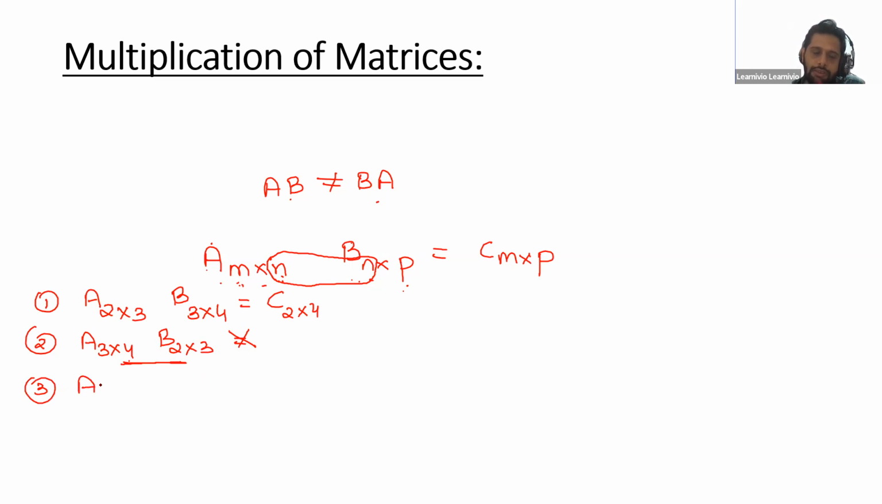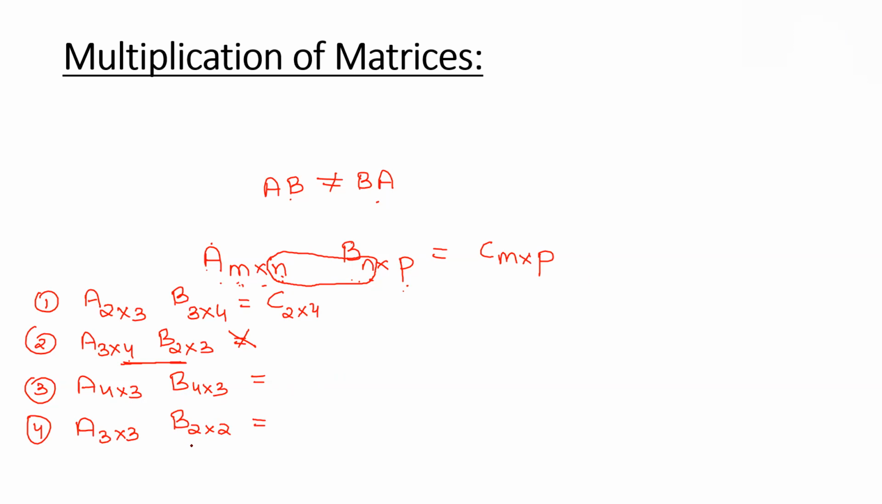Third one, suppose A is 4 by 3 and B is also 4 by 3. We are multiplying these two. Josefa Ahmed, will you please tell me, can we multiply these two matrices? No, very good. We can't multiply because these two are different. Next, we have a matrix A, suppose 3 by 3, and B is 2 by 2. Josefa, can we multiply these two? No, sir, these two are different, so we can't multiply this.